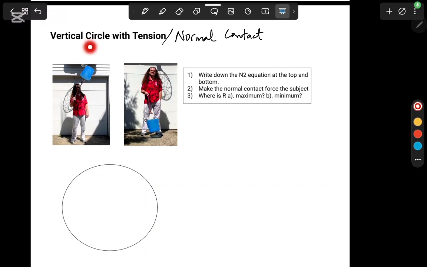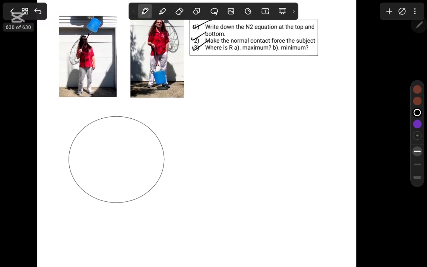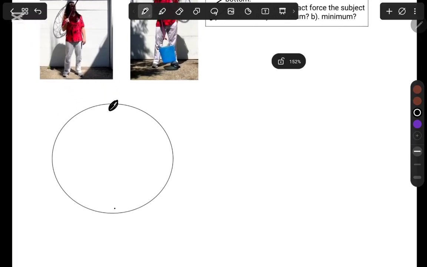Now we're going to talk about the vertical circle with tension or normal contact force. It depends. Sometimes tension, sometimes normal contact force or reaction force. It depends on the question. So here what I'm going to do is answer all of these three questions. We're going to be finding the equation at the top and bottom of the circle, and then we'll have to find out where the reaction force, the normal contact force, is maximum and minimum. Alright, so I'm going to take into the circle as positive and out of the circle as negative.